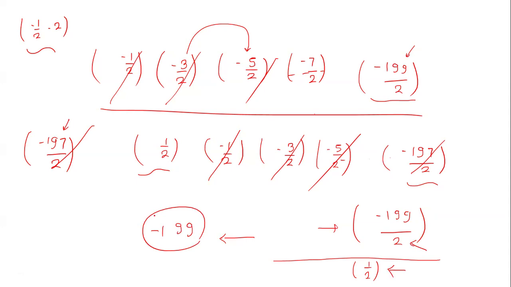So the final ratio is minus 199. So in this way we can solve this problem.